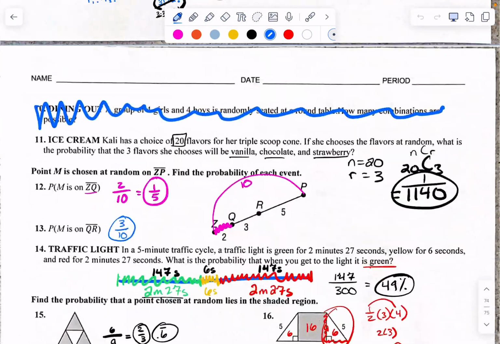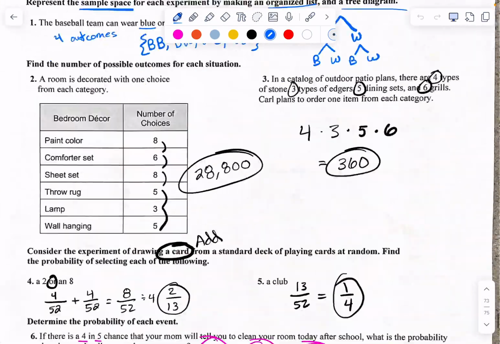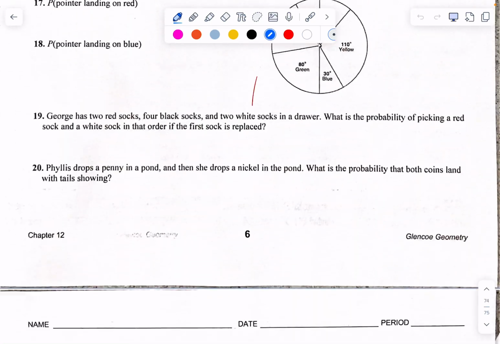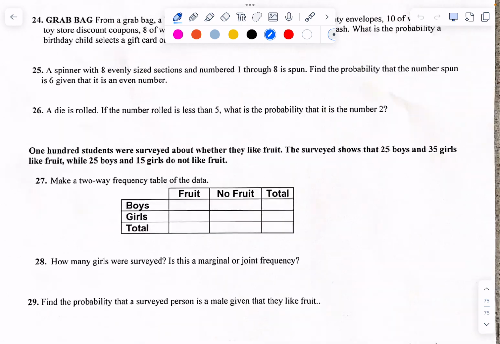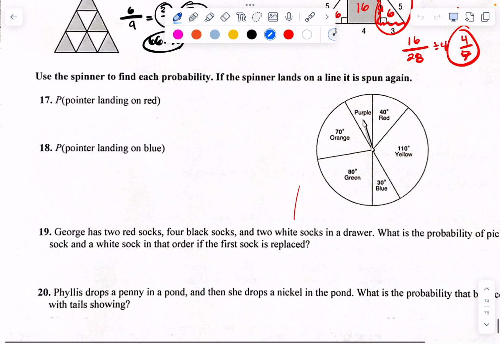Okay, recording for whoever is watching this. Chapter 12 review for geometry. We're doing the last 4 problems on this page, which I think I assigned as homework, and then this back page. Okay, so check your answer.